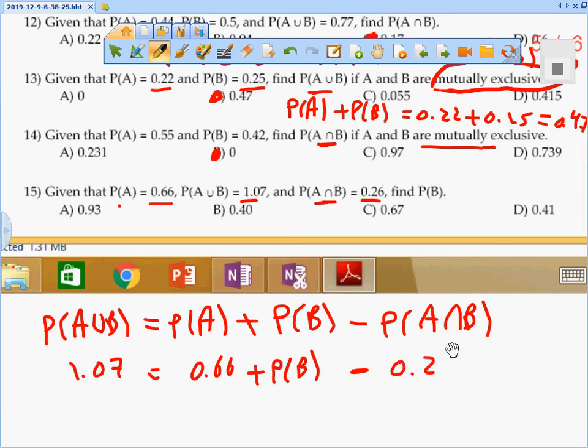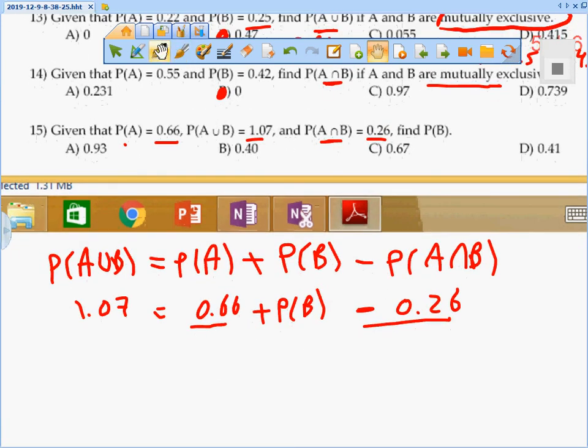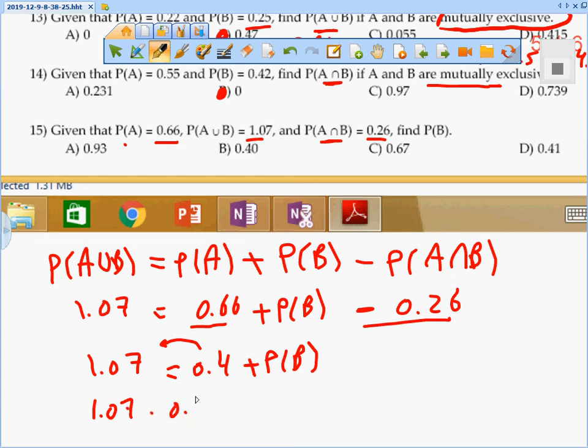Minus 0.26. Now, what is 0.66 minus 0.26? 0.4. So 0.4 plus the probability of B is equal to 1.07. So 0.4 moves to the other side. 1.07 minus 0.4, which is 0.67, equals the probability of B. So the answer is C.